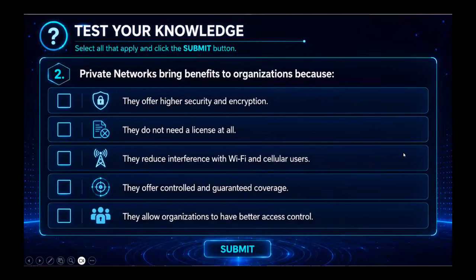Second question: a private network brings benefit to an organization because it has more than one option. Let me give the answer. They offer higher security and encryption. They do not need a license at all. They need a license, right? In case of PAL, they need a license. So this is wrong. They reduce interference with Wi-Fi and the cellular user. There is no such thing as reduction of interference. So this is also wrong.